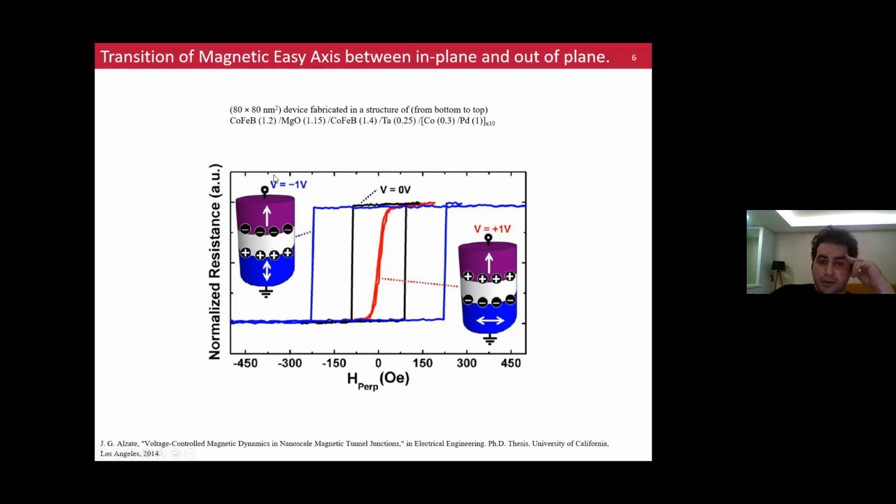When they applied -1 volt and swept the magnetic field, they again observed the hysteresis enhanced. It means that the magnetic anisotropy is enhanced here. And if they apply +1 volt, they observe no hysteretic behavior, but hard axis behavior, indicating that the perpendicular magnetic anisotropy is switched to an in-plane state.